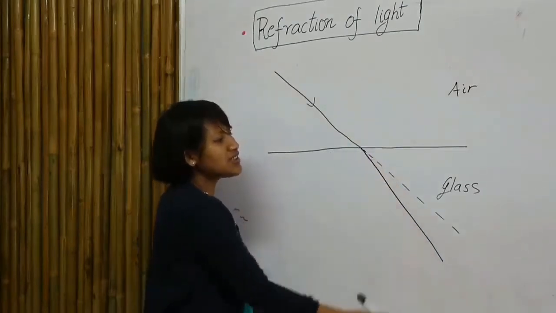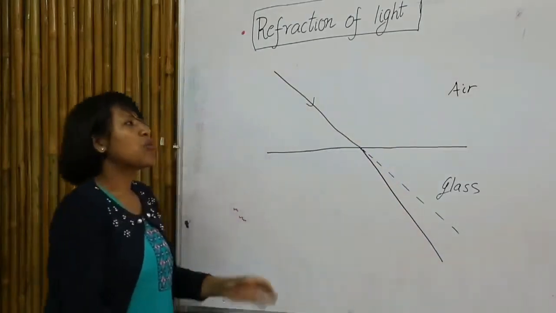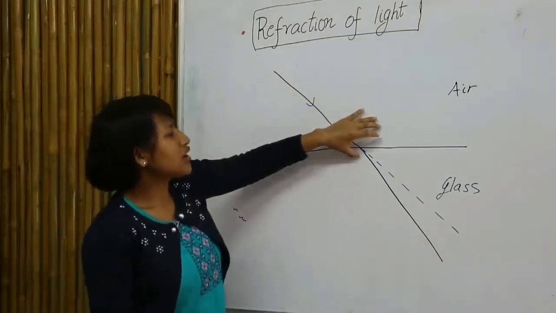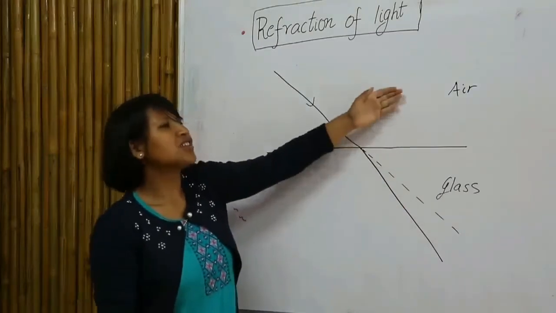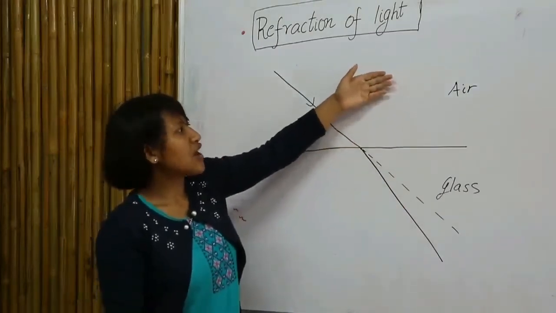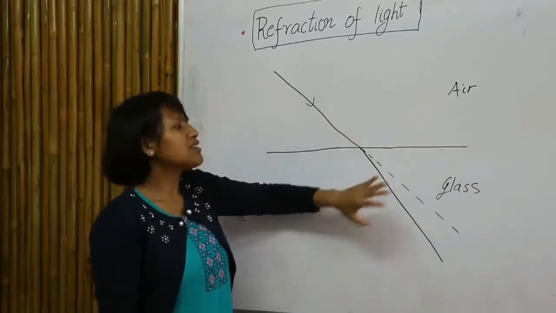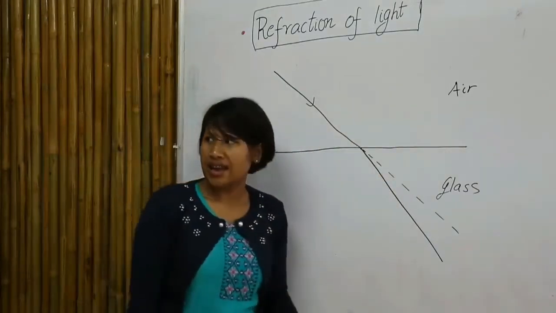So this phenomenon where the ray of light bends as it travels from one medium to another transparent medium is called refraction of light.